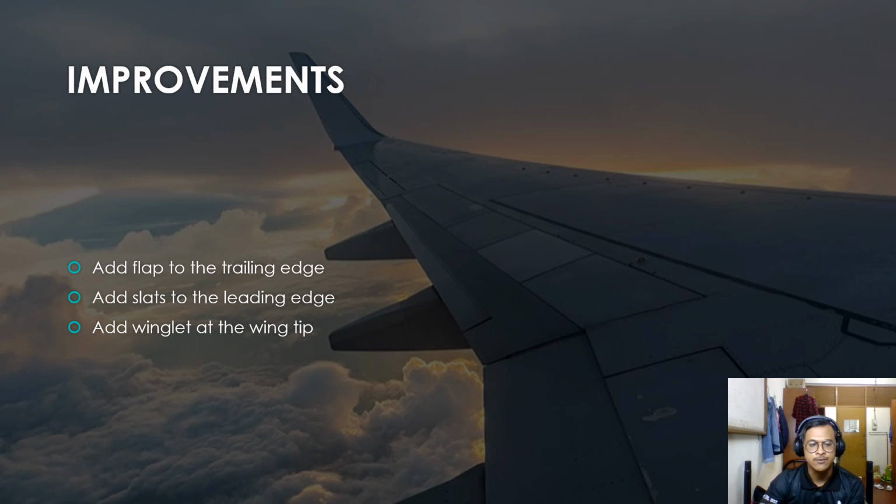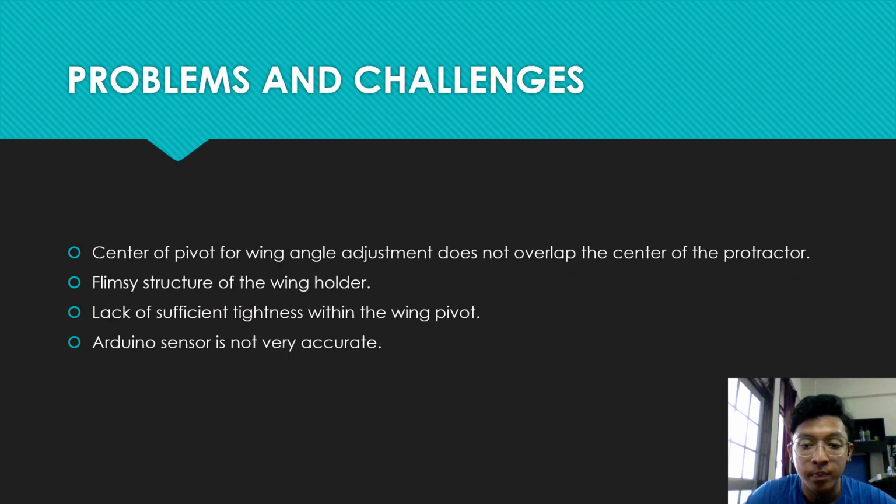The only difference between flap and slat is that flap is an extension on the back edge of the wing, while slats is an extension on the front edge of the wing. Now another improvement that we can implement on our wing is that we can add a winglet at the wing tip. A winglet is a vertical extension at the tip of the wing, as it can reduce the drag produced by the vortices near the tip area.